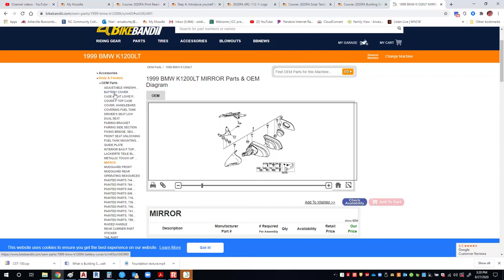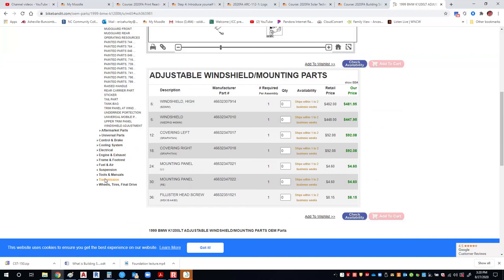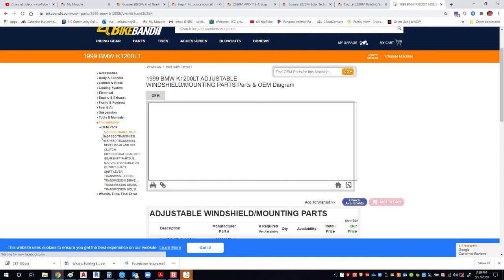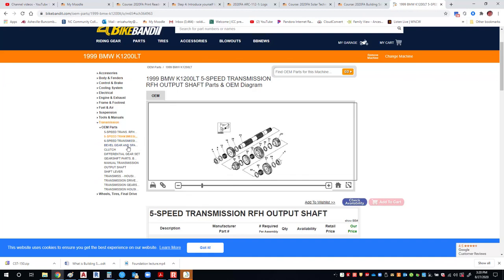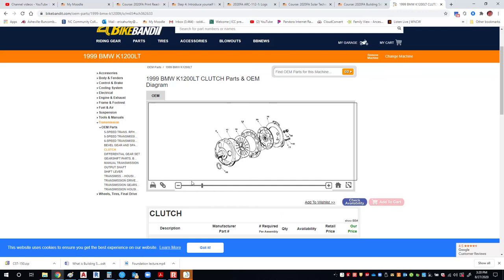Let's say I need an adjustable windshield. There are all the pieces for the adjustable windshield. So let's go a little deeper, and I need a transmission. There we go. Holy mother of God. 5-speed transmission. Okay, so there's parts and more parts and more parts. And look, when I get to the clutch, I just replaced that bad boy last summer. So that was all the parts in it. And then the whole bike had to come apart. But anyway, getting off of this, an explosive view.